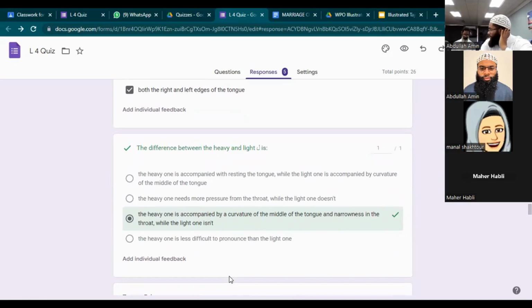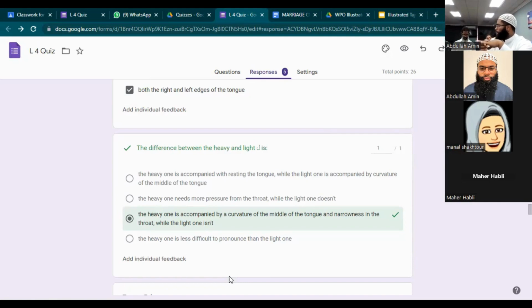What is the difference between the heavy and light lam? This is also shown in the diagram. With the heavy lam, you raise the farthest part of your tongue up, so your tongue kind of looks like this, because the tip of the tongue or the front edges of the tongue are touching the roof of the mouth.